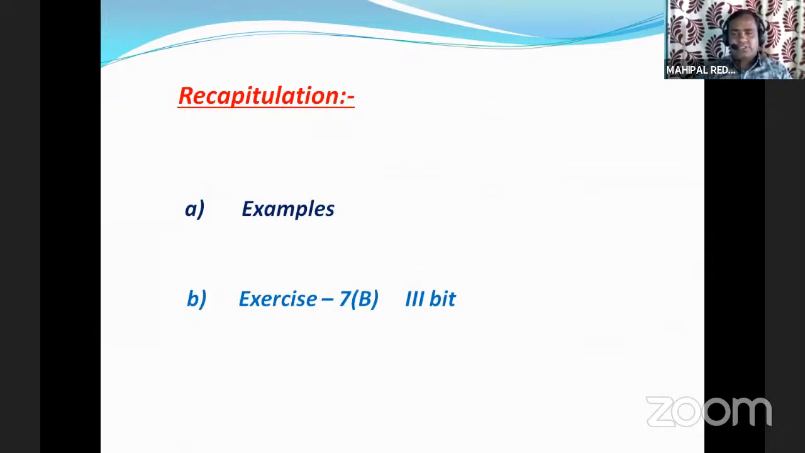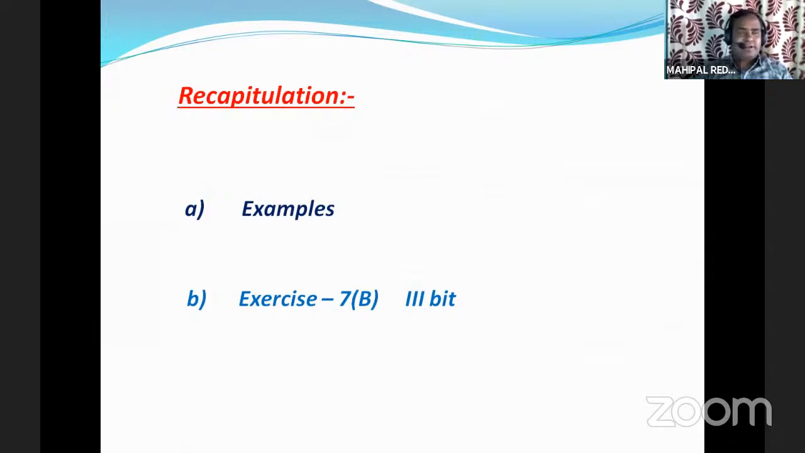This is also related to the integration by parts method, that means the integration u into v method. Integration of u into v equals u into integration of v, minus integration of u dash into integration of v. That is the formula for the by parts method.